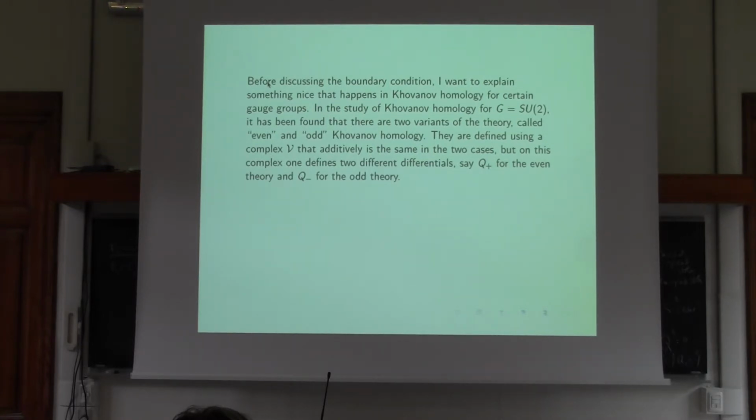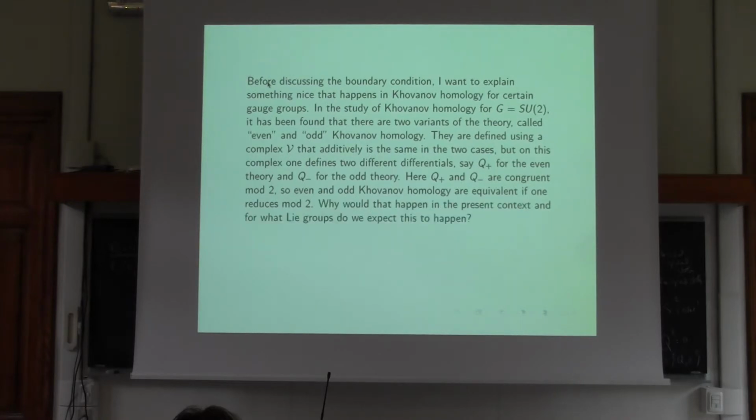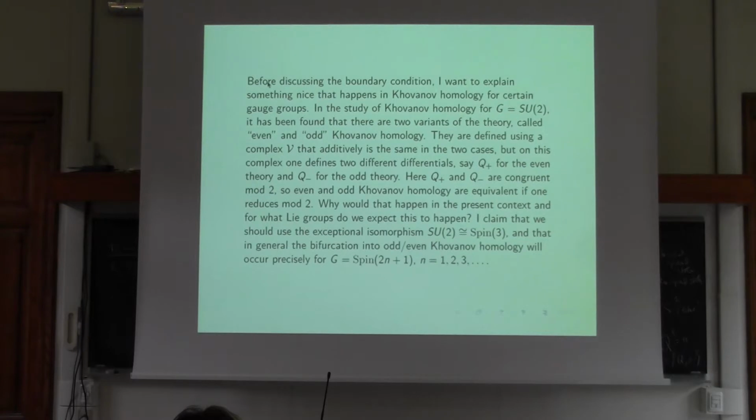Because the statement that the trace on homology is the same as the trace on the full complex V is true regardless of which differential you use. So the fancy way people say it is that there are 2 different categorifications of the Jones polynomial. Q plus and Q minus are congruent mod 2. So even and odd Khovanov homology are equivalent if one reduces mod 2. Why would that happen in the present context, and for what Lie groups do we expect it to happen? I claim we should use the exceptional isomorphism that SU2 is the same as Spin 3, and that this phenomenon will occur precisely if G is Spin 2n plus 1.